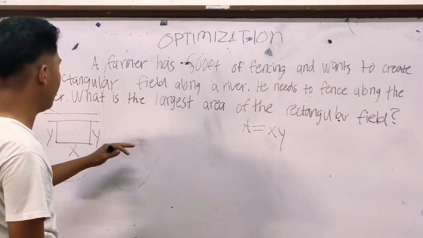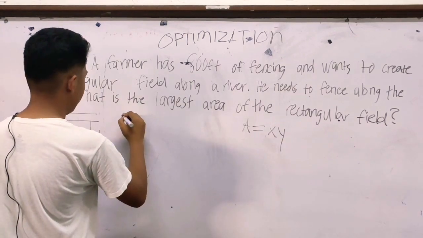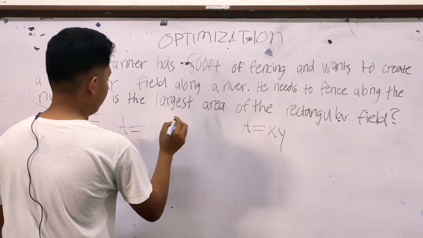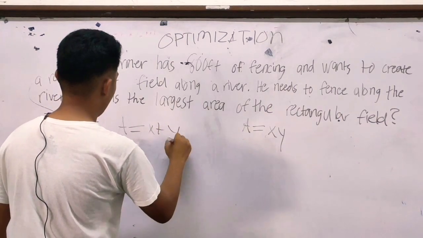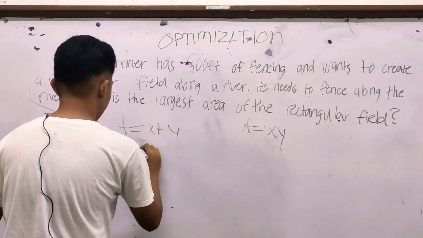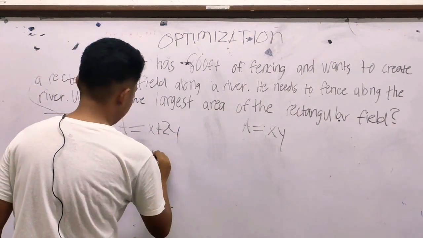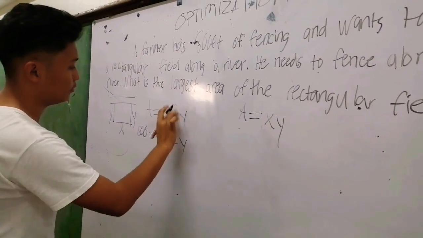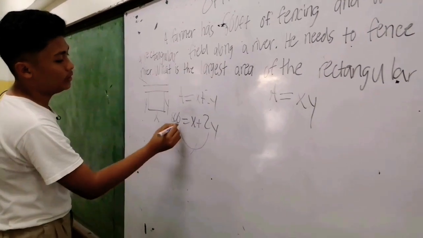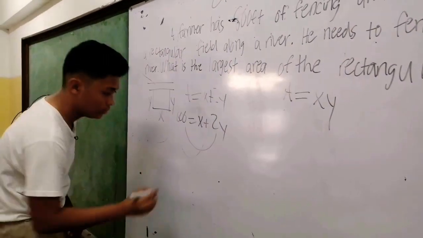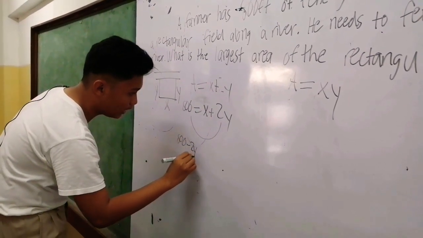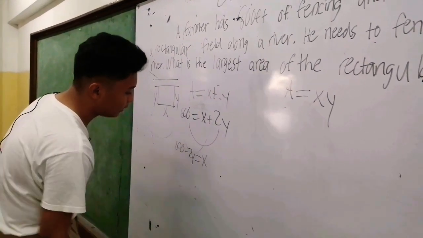In order to look for the area, in order to get the y, area is equal to x plus y. What is the area? 800 equals x plus 2y. Now we have to transfer the 2y to the other side. 800 minus 2y equals x.